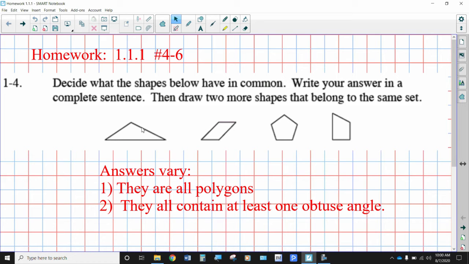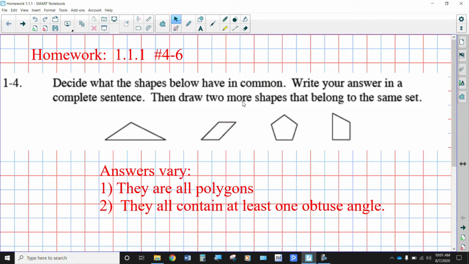And so, yeah, this has 3 sides, so it's a triangle. This has 4 sides, that's a quadrilateral. 5 sides is a pentagon. 4 sides is a quadrilateral. These quadrilaterals, this one looks like a parallelogram. That one is definitely a trapezoid.